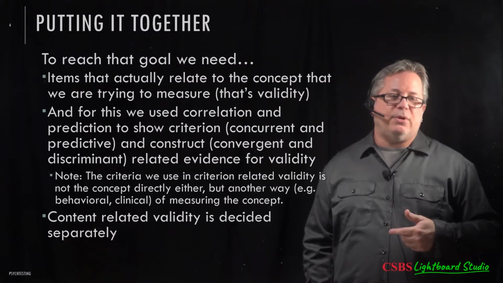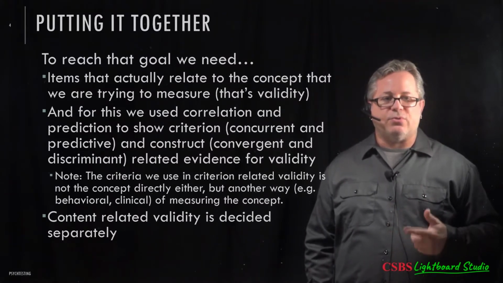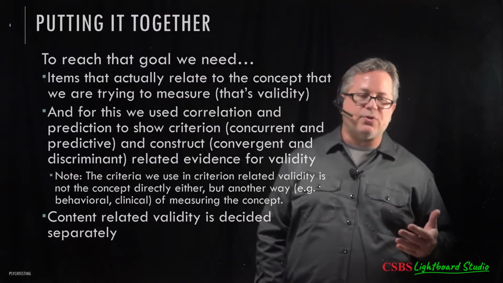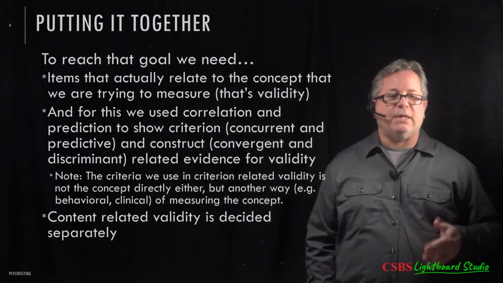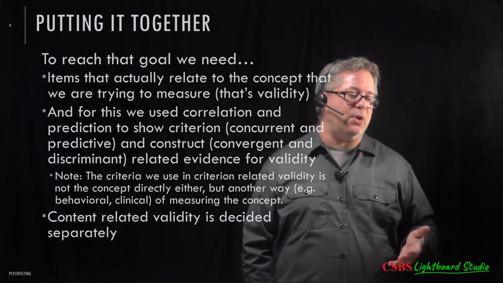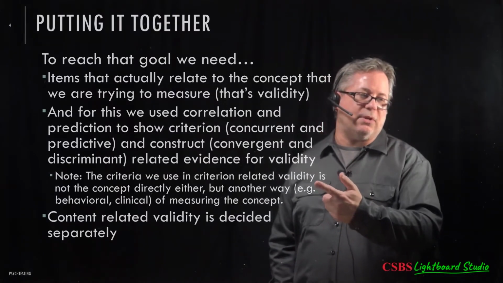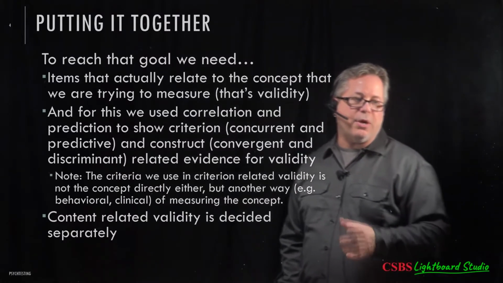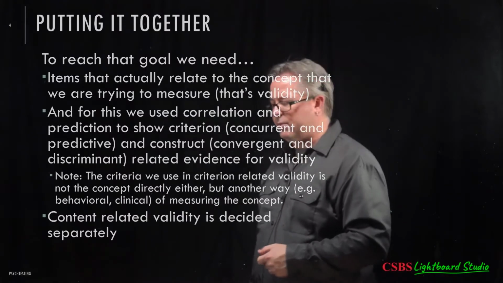And for this, we use correlation and prediction to show criterion-related evidence for validity, like concurrent and predictive, and construct evidence, convergent and discriminant, right? Note that the criterion used in criterion-related validity is not the concept directly either, but another way of measuring the thing that we're trying to measure.